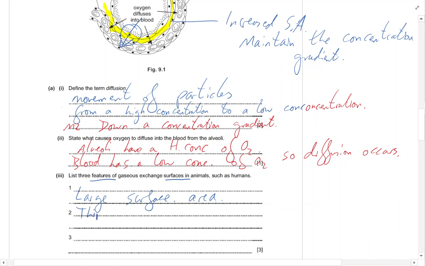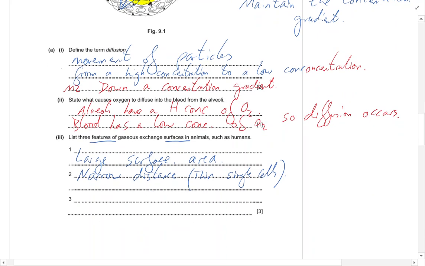Thin diffusion distance, or let's put narrow distance, or we could say thin single cells. Okay, and that's going to keep the diffusion high because it doesn't have to go so far.